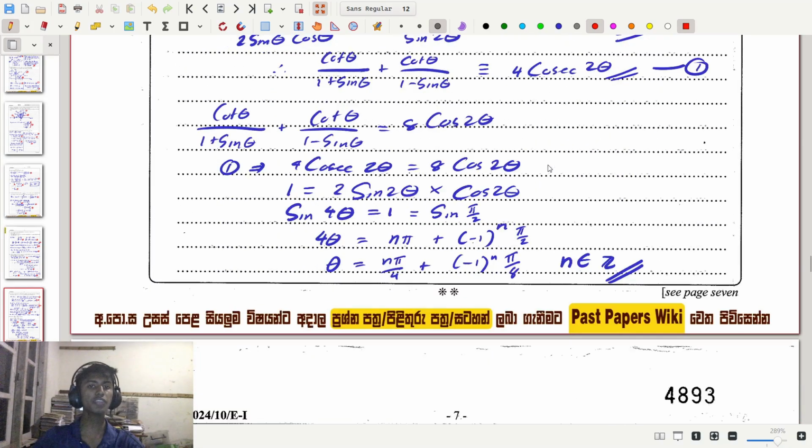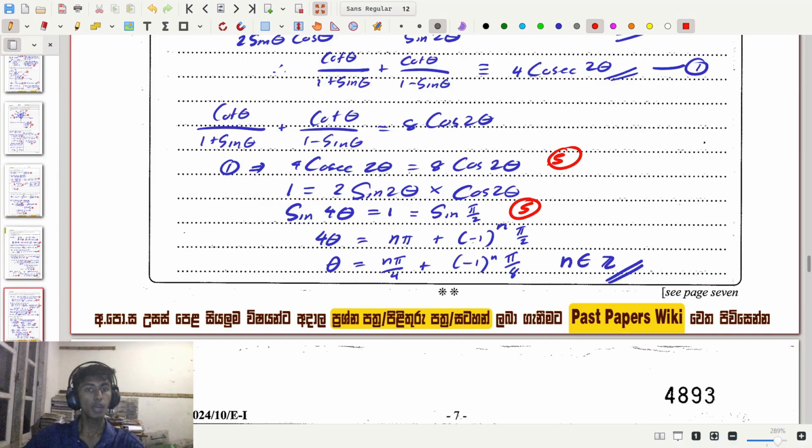After this, when you take the expression given, substitute in your value like this, and write 4 cosec of 2 theta equal to 8 cosine of 2 theta, you get 5 marks for that. After this, when you simplify, and then realize you have 2 times the sine of an angle times the cosine of an angle, and you write that as the sine of double that angle, and you write that sine 4 theta is equal to 1, getting to this point right here gets you another 5 marks.